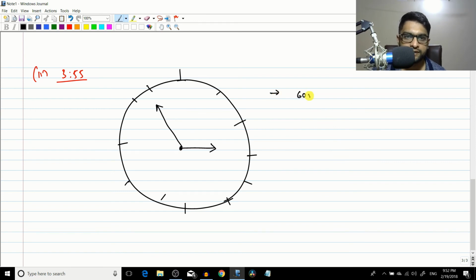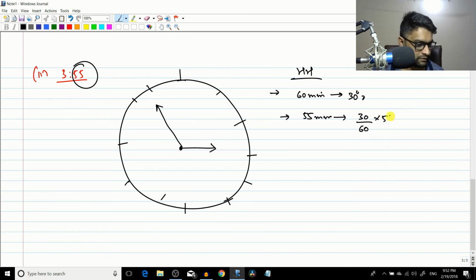In 60 minutes, the hour hand can cover 30 degrees. That means in 55 minutes, it will be 30 by 60 into 55. So this will be equal to 27.5 degrees. So the distance covered by the hour hand in 55 minutes will be 27.5 degrees. This much it will cover. And so what is the angle between? You have to find this angle between the hour hand and minute hand.